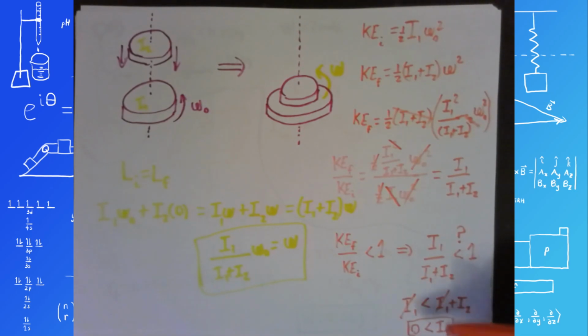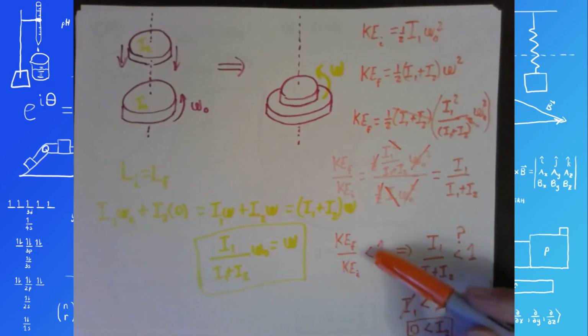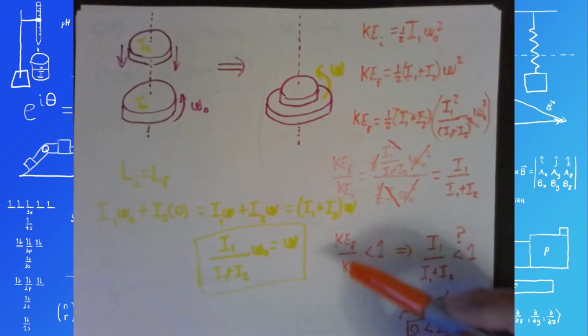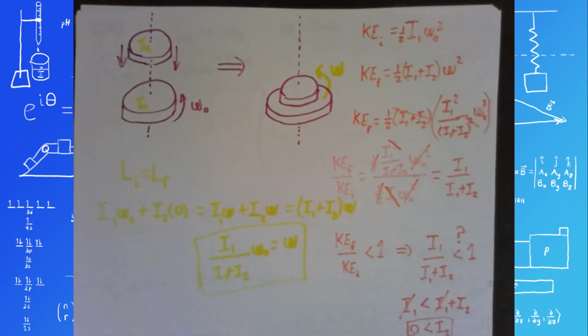Wait, hold on. Let me reword that. Since I2 is greater than 0, it follows that I1 plus I2 is greater than I1. Therefore, 1 is greater than I1 over I1 plus I2. And since this ratio is equal to kinetic energy final over kinetic energy initial, then 1 must be greater than the ratio of final to initial kinetic energy. Therefore, the final kinetic energy is less than the initial kinetic energy.